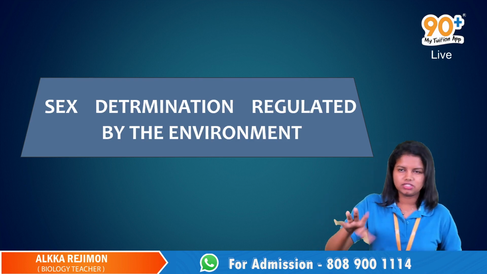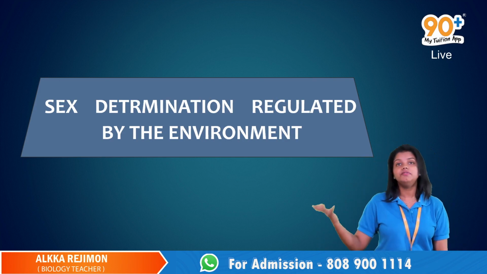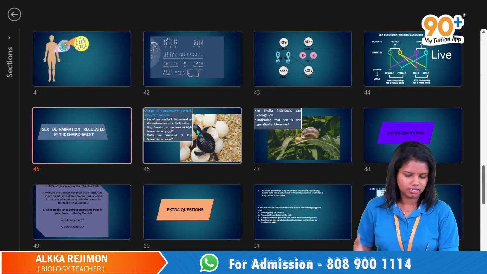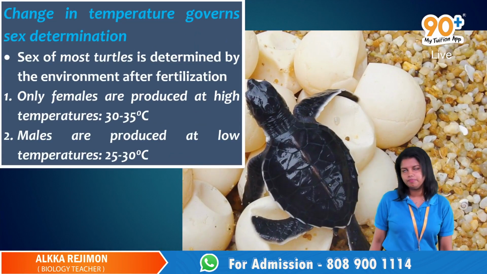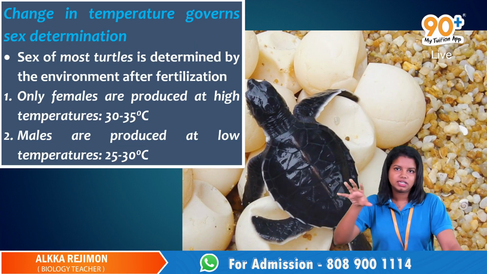So one different type of sex determination is determination done by the environment. Our climate and temperature can determine sex in some animals. And such an example, the first one, is the turtle. So change in temperature governs sex determination in the case of turtles.